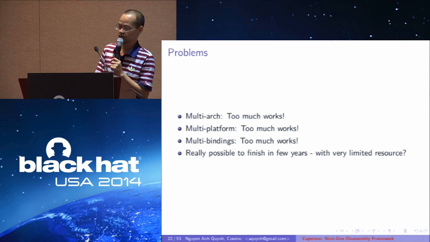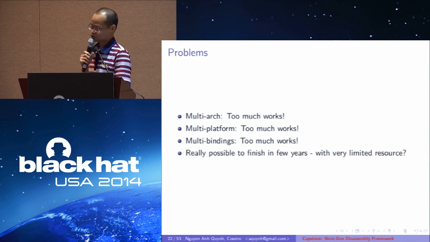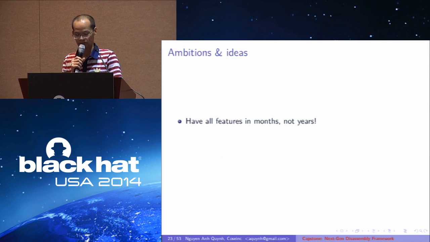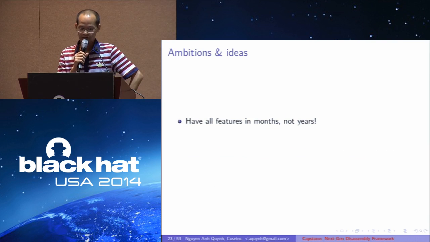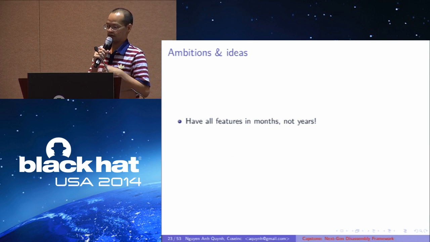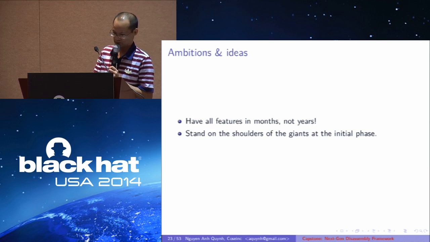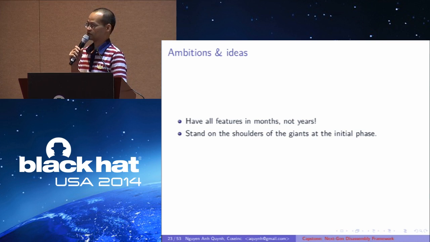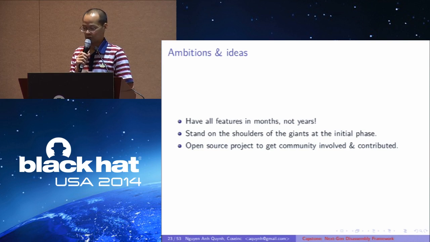Again, the problem is that there is too much work on multi-arch, too much work on multi-platform, too much work on multi-bindings. So again, do you think it's possible to finish in a few months or even a few years as a single-man project? Maybe not. So my ambition and idea is, I want all the features in months, not years. How to do that? The only way is to stand on the shoulders of giants at the initial phase and open source the project to get the community involved and contributing.